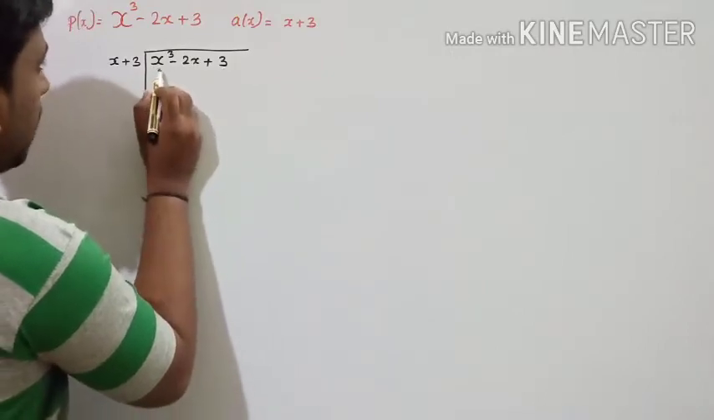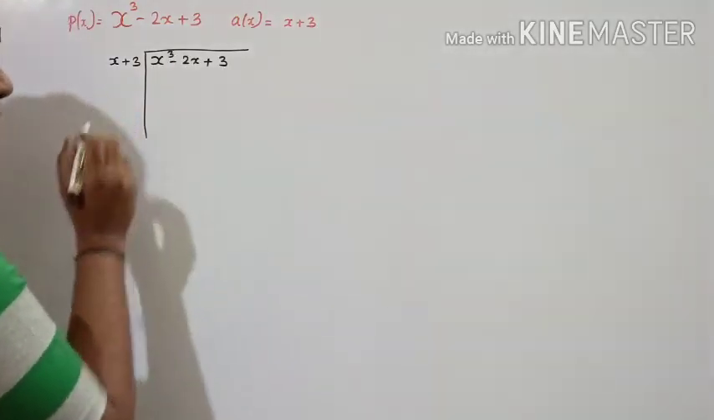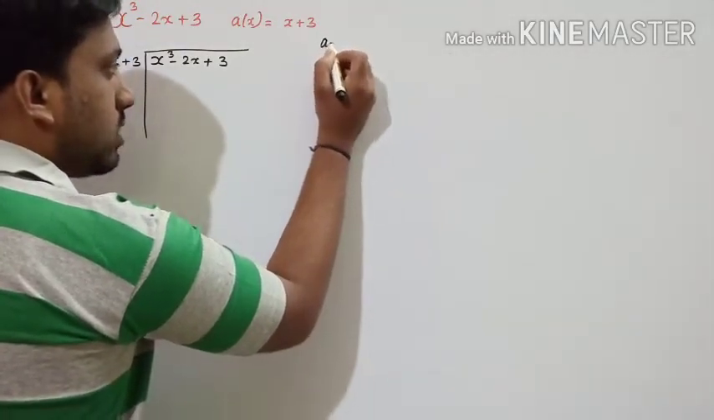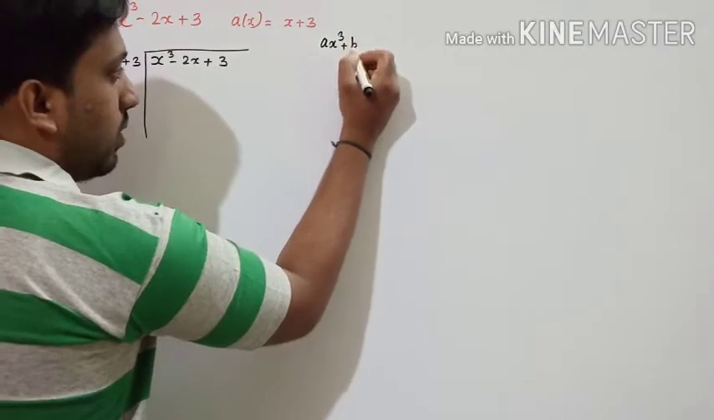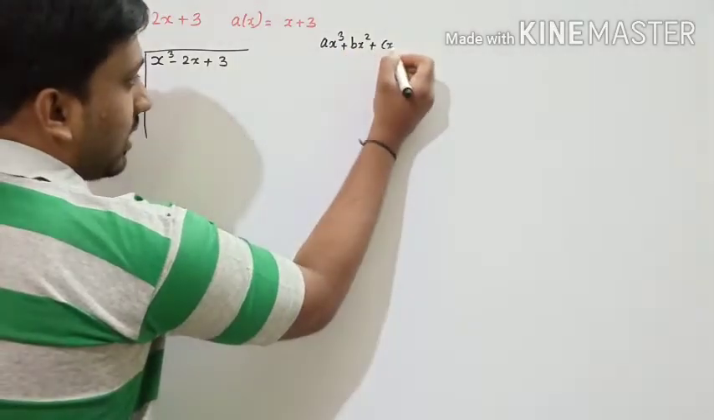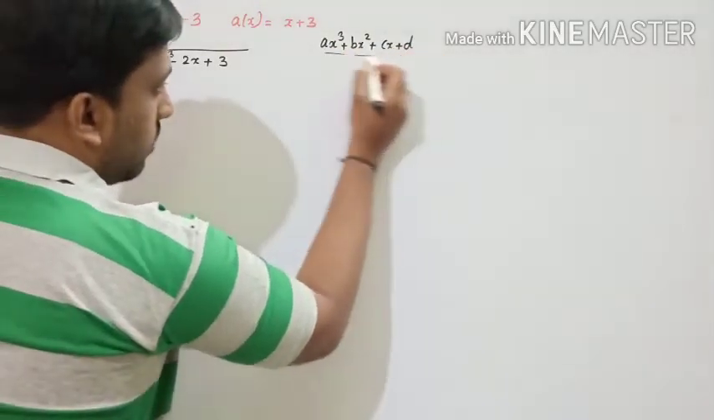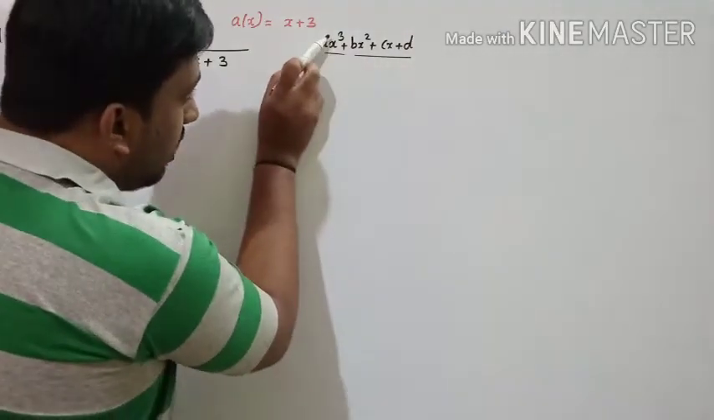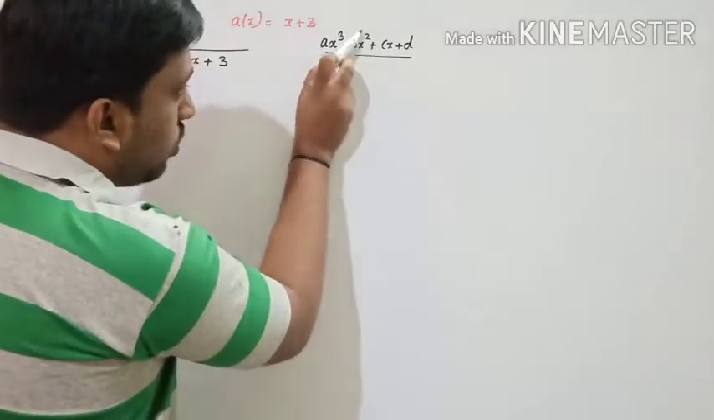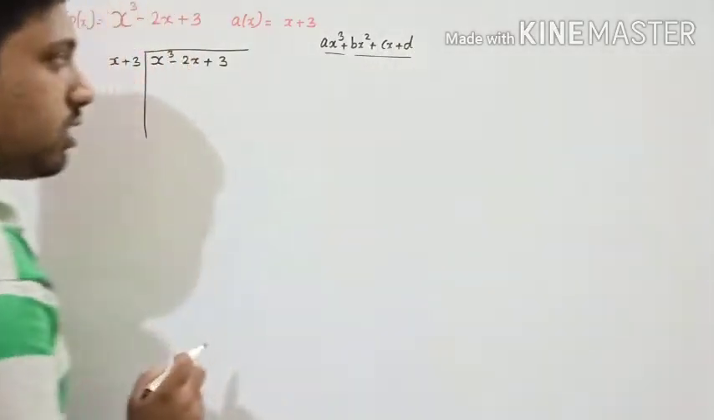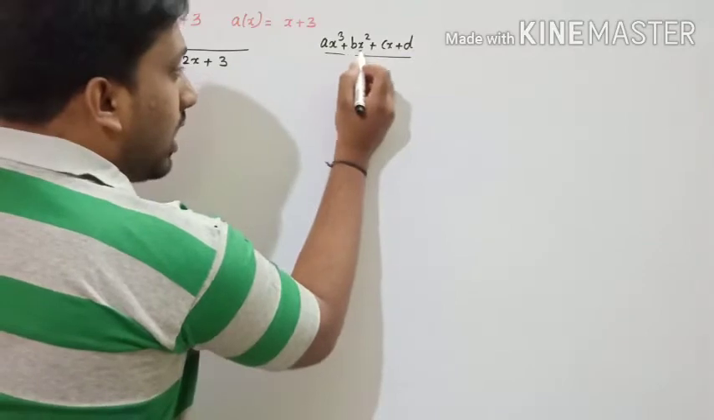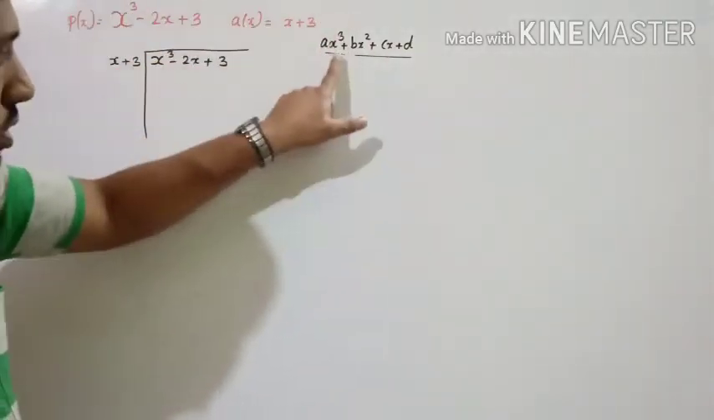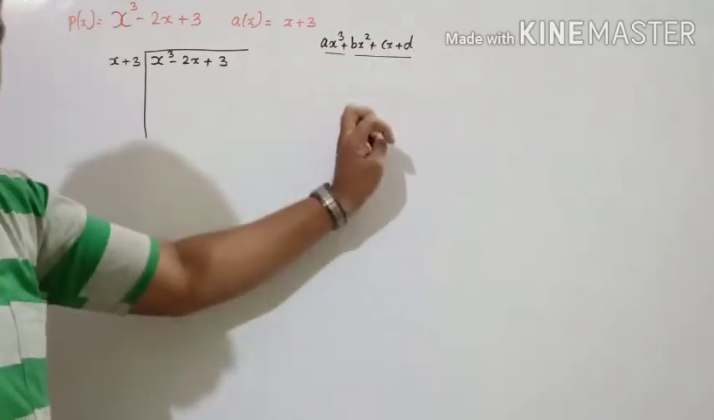Here I don't have the x square term, right? The general form of a cubic equation is ax cube plus bx square plus cx plus d. So this is the general form of a cubic polynomial. Wherever the degree is 3, the next variable should have degree 2, the next variable 1, and finally a constant. Similarly for quadratic, it is ax square plus bx plus c. Whatever degree we start with, it should go like this: 3, 2, 1 and a constant.